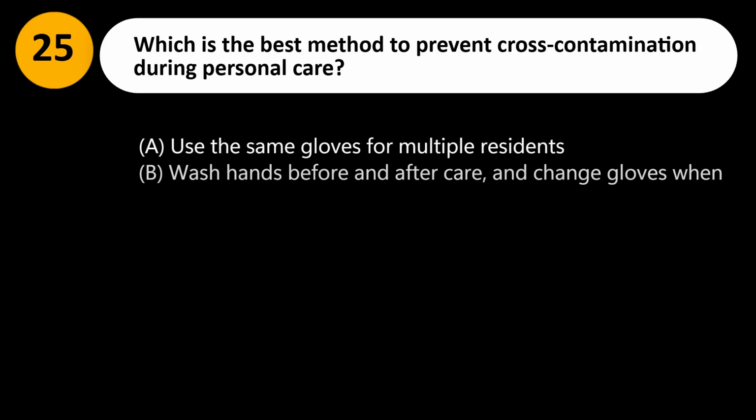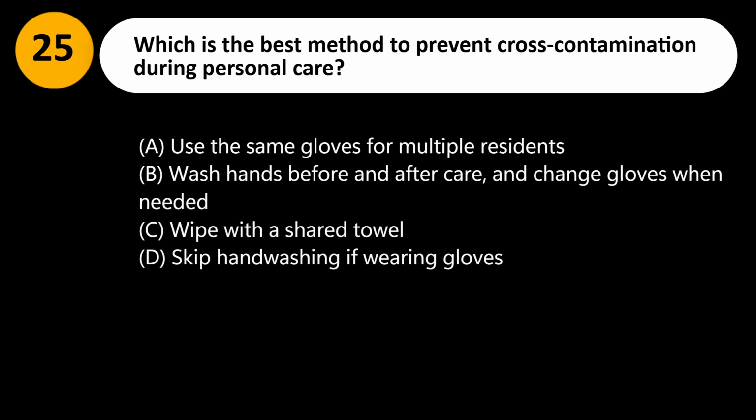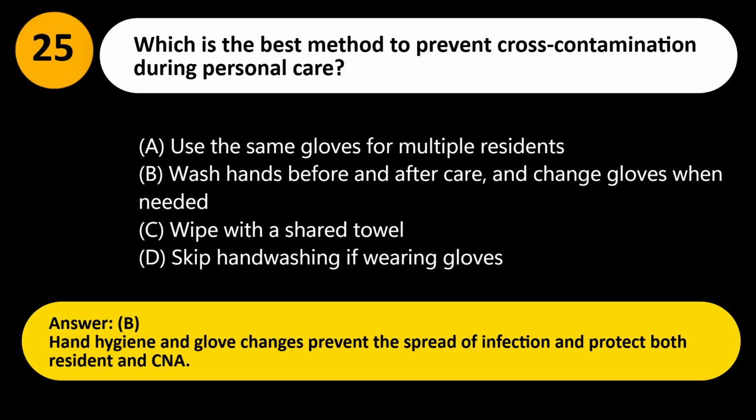Which is the best method to prevent cross-contamination during personal care? A. Use the same gloves for multiple residents. B. Wash hands before and after care, and change gloves when needed. C. Wipe with a shared towel. D. Skip hand washing if wearing gloves. Answer: B. Hand hygiene and glove changes prevent the spread of infection and protect both resident and CNA.